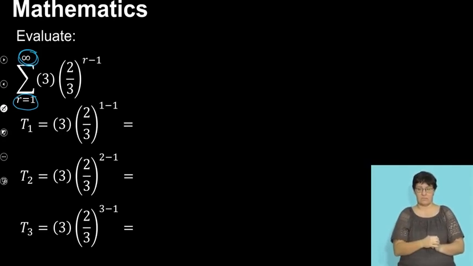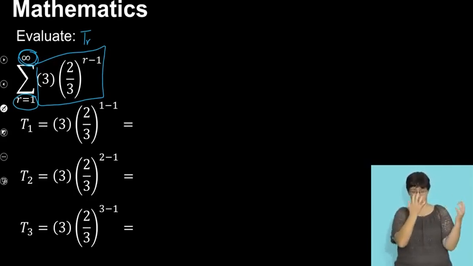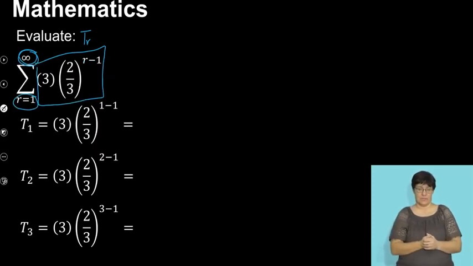So we can see that this sum has the TR of 3 times 2 over 3 to the power of r minus 1. Please remember, everyone, that for sigma sums, I have to calculate the value of the first 3 terms. Calculating the value of the first 3 terms will allow me to establish the value of a as well as the value of r. So I'm going to substitute in r is equal to 1, r is equal to 2, and r is equal to 3 in order to establish the first 3 terms of the sequence.